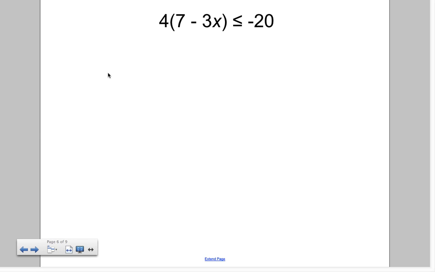Melissa? Distributive? Distributive property is correct. So how do you do that? Can someone explain to us, remind us, how do we use the distributive property? Maya? Well, 4 times 7 is 28, and then 4 times 3 is 12x.